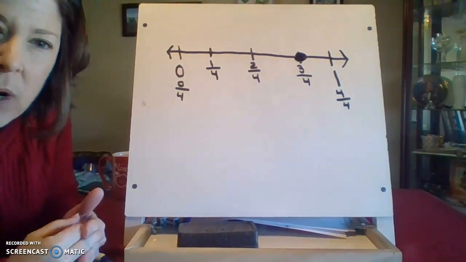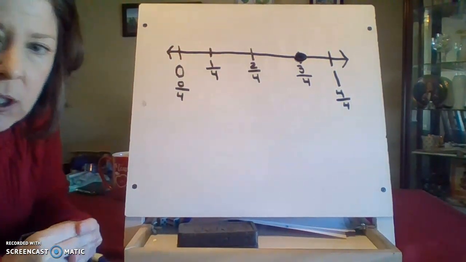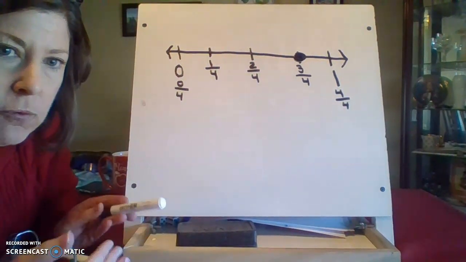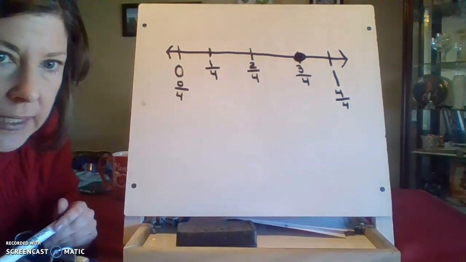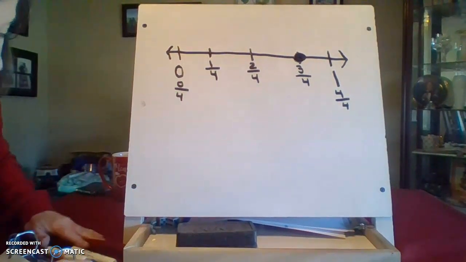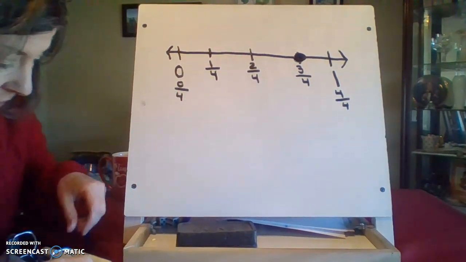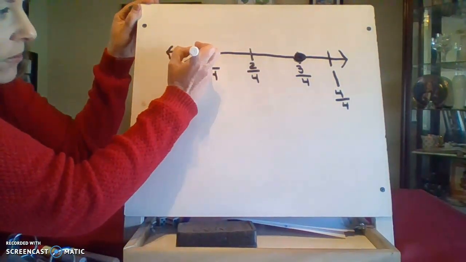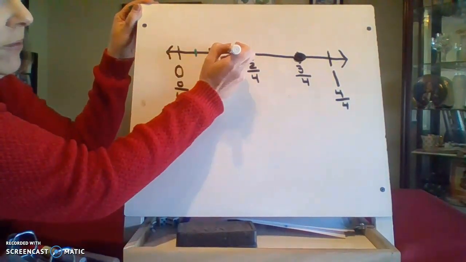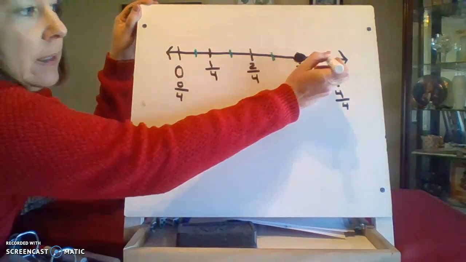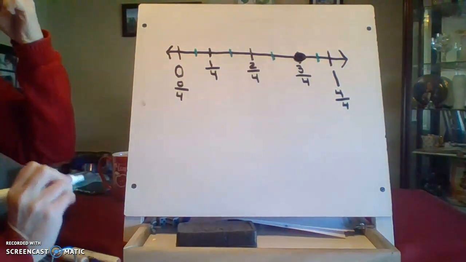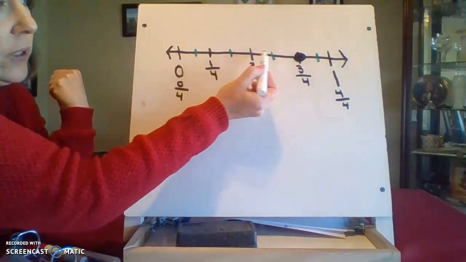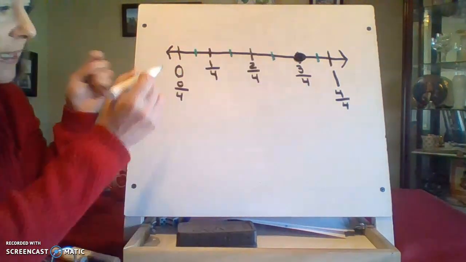But now what I want to do is I want to partition those fourths into eighths. So just think to yourself, 4 times what gives you 8? Well, 2. So that means I have to break each fourth into 2 more pieces. So cutting this one in half, this one, and this one. So now I have 0, 1/8, 2/8, 3/8, 4/8, 5/8, 6/8, 7/8, 8/8.